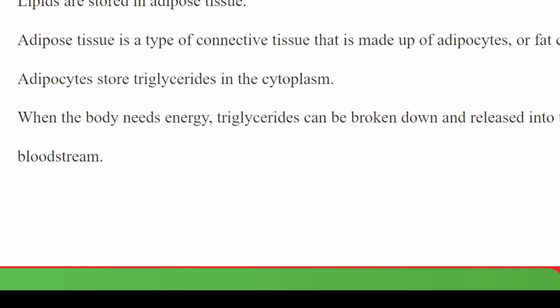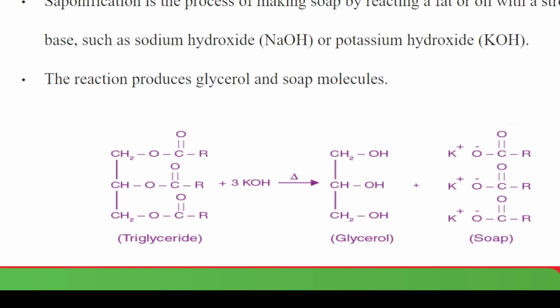So after digestion, all these triglycerides that are transported are taken into the adipocytes, or the fat cells, and they store them in their cytoplasm. And when the body needs energy, these triglycerides can be broken down to release energy into the bloodstream, which I think was discussed in one of the earlier lectures.